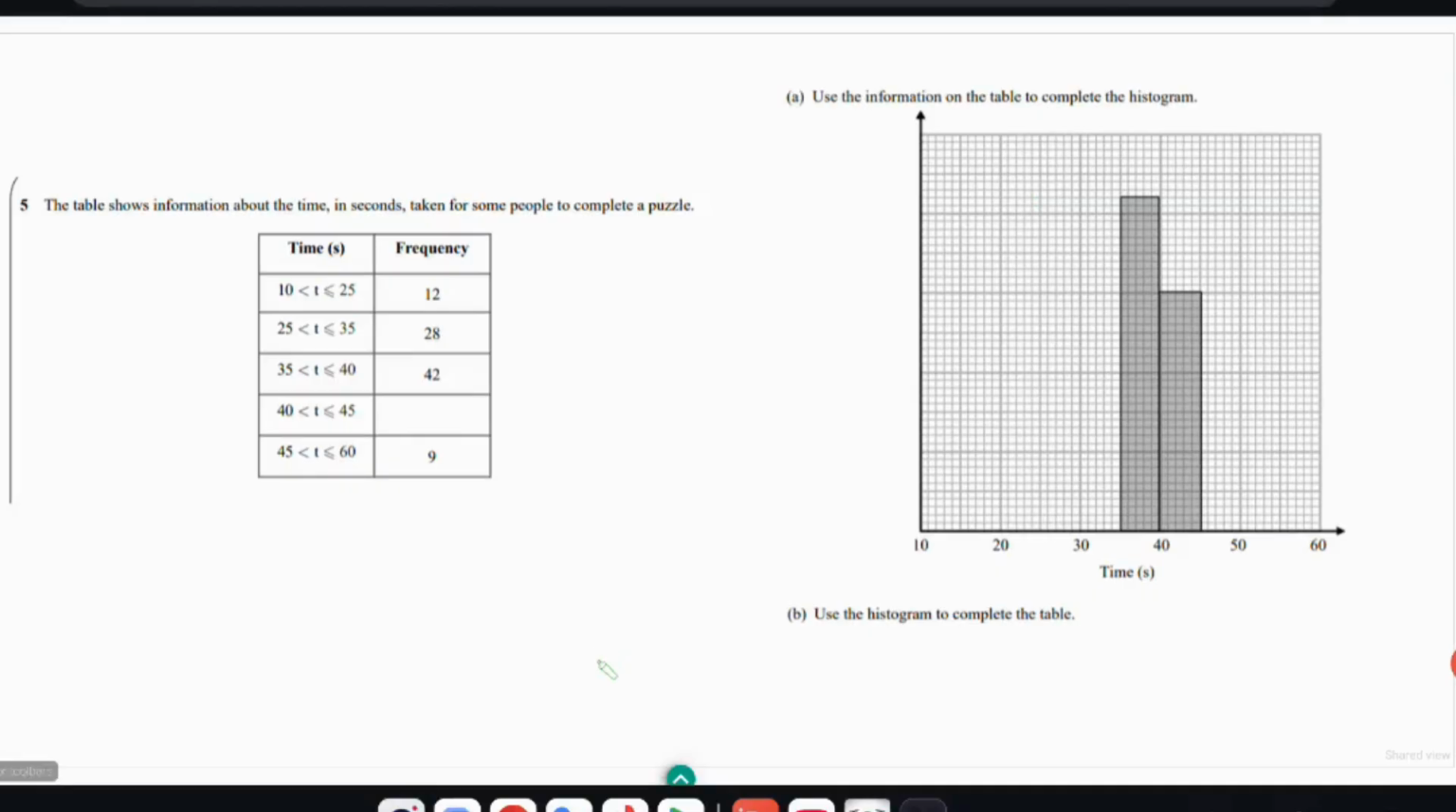Okay, so we've got a histogram that's already drawn, a table of information. So let's just see what we have here. 40 to 45, nothing in the table. 35 to 40 has a frequency, sorry, of 42. Frequency is the area of the bar, so this is 42 in here. So we know that the frequency density is frequency divided by the class width. So 42 divided by 5, 8.4.